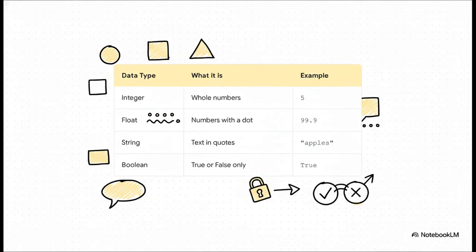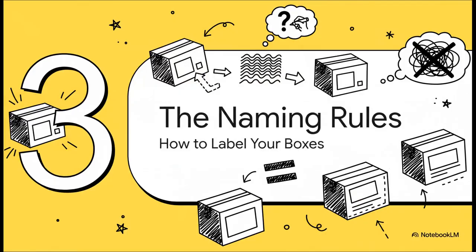First up, we have integers. These are just simple whole numbers, no decimals. Then you have floats, which are pretty much any number that does have a decimal point. After that comes strings, which is just a fancy word for text, any text at all, as long as it's wrapped in quotes. And finally, we have Booleans. These are super simple. They can only ever be true or false. That's it, nothing else.